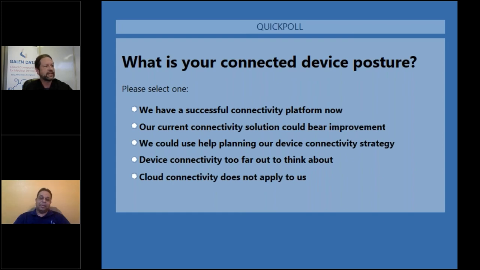First choice is, we have a successful connectivity platform now implemented and in place. Second, our current connectivity solution could bear some improvement in one or all of these areas. Third choice is, we could use some help planning our device connectivity strategy. Fourth choice, device connectivity is too far out to think about right now, I've got some other fires to put out. And then fifth, cloud connectivity does not apply to us.